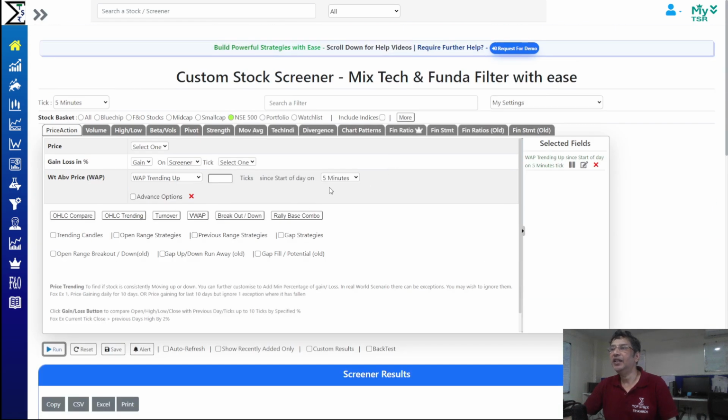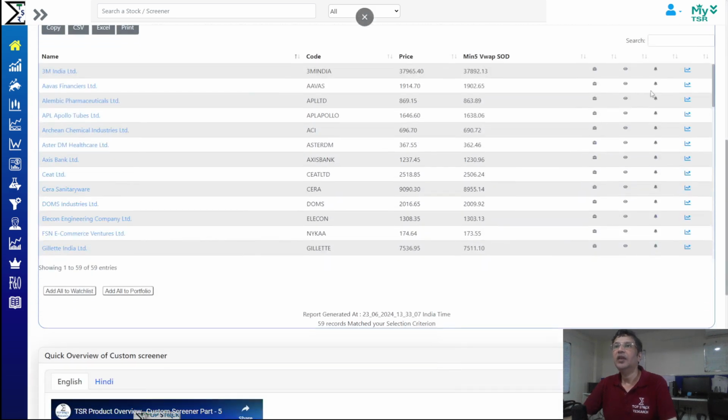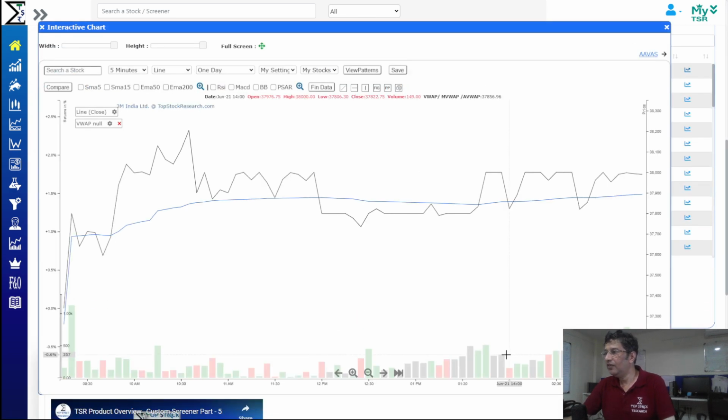So our condition here is VWAP trending up for, let's say, 7 ticks. Let's see if we get any results. You'll see that there are quite a few stocks where VWAP is trending up. So VWAP is gradually trending up. That means not a great example out here.